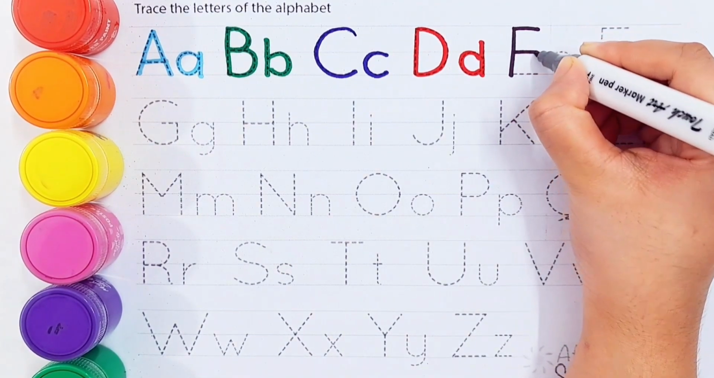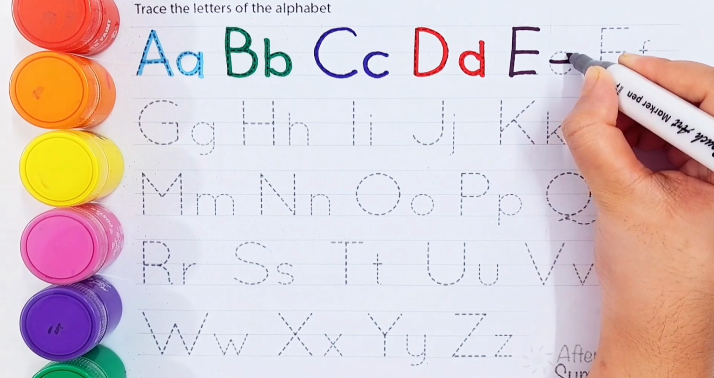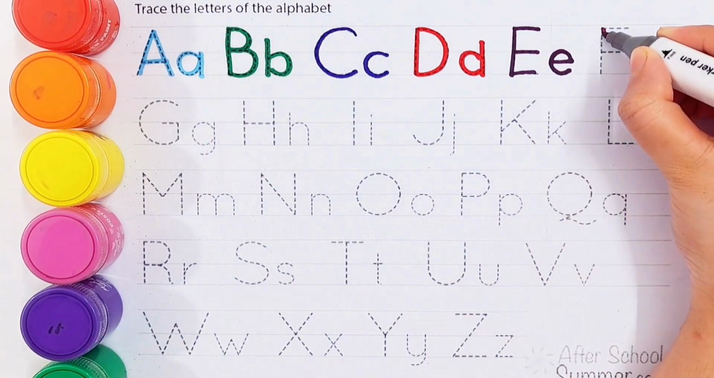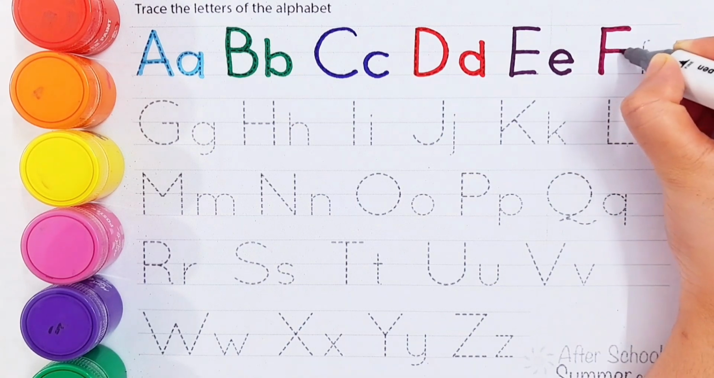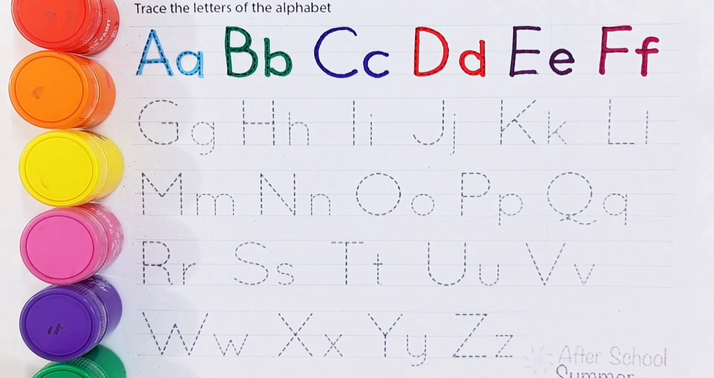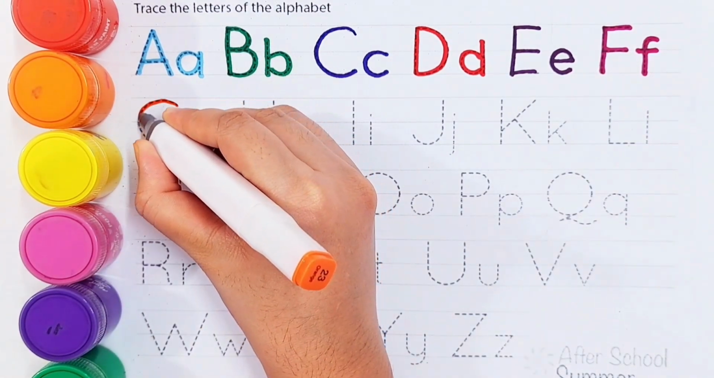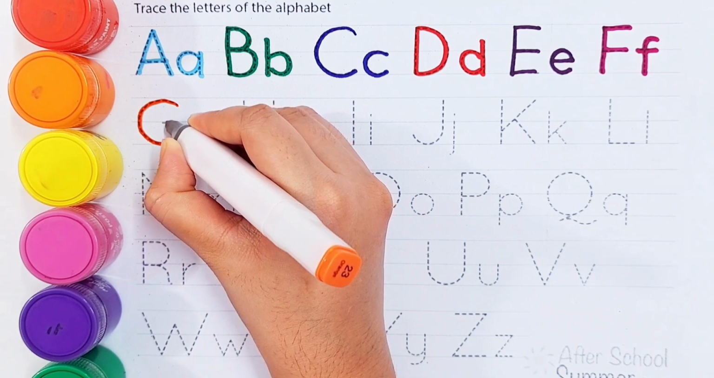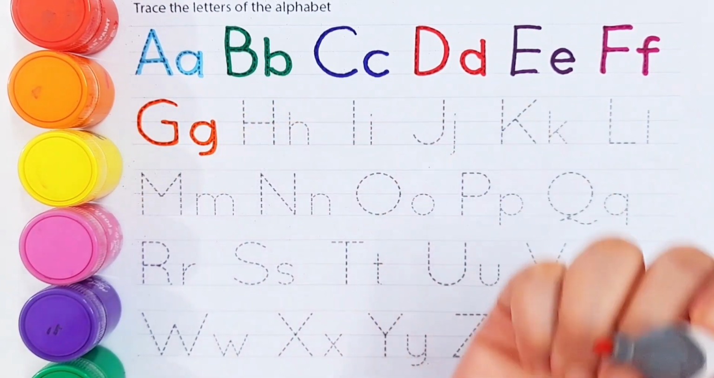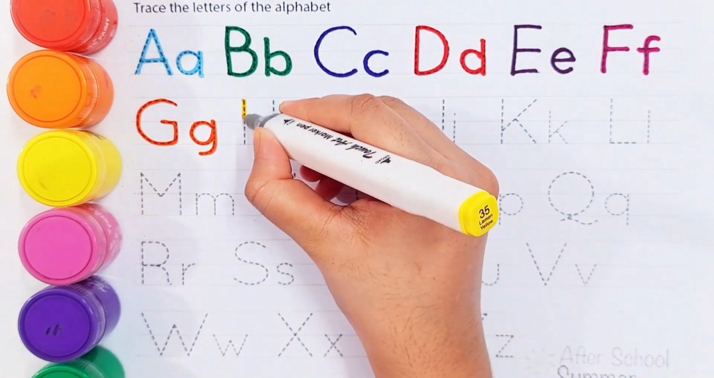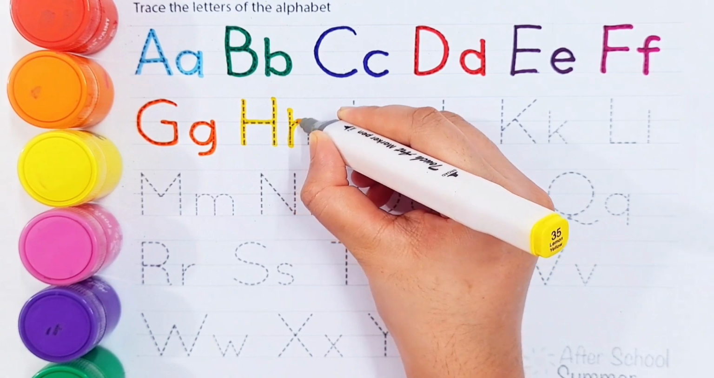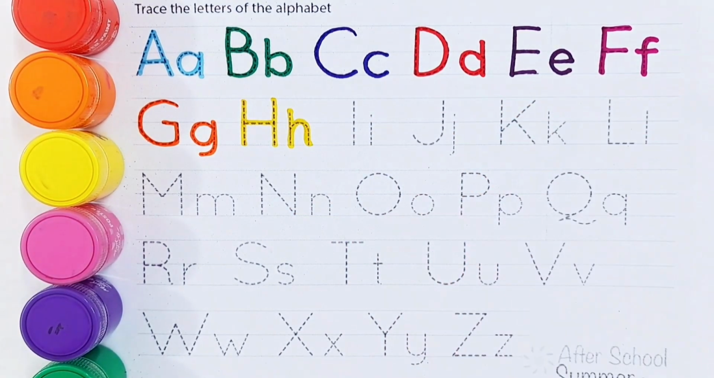E for elephant. E for ear. F for fox. F for friends. G for grapes. G for glass. H for hand. H for house.